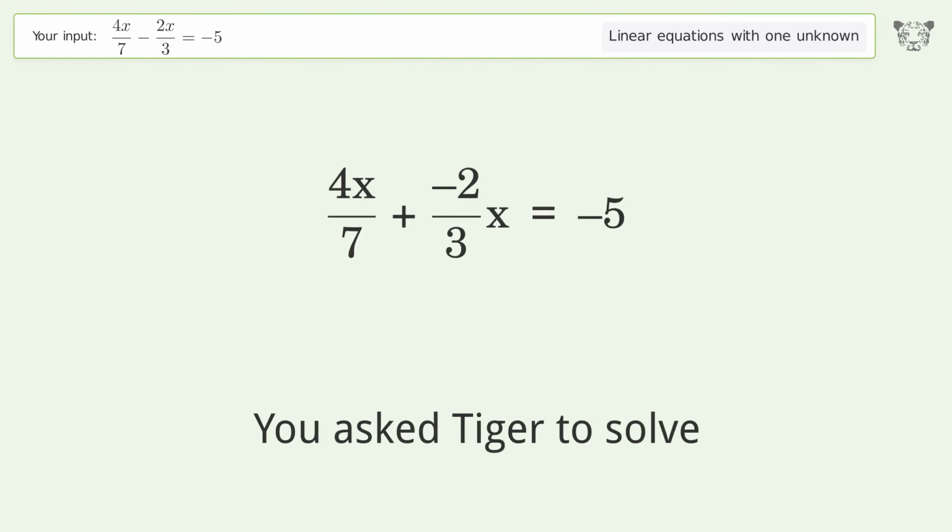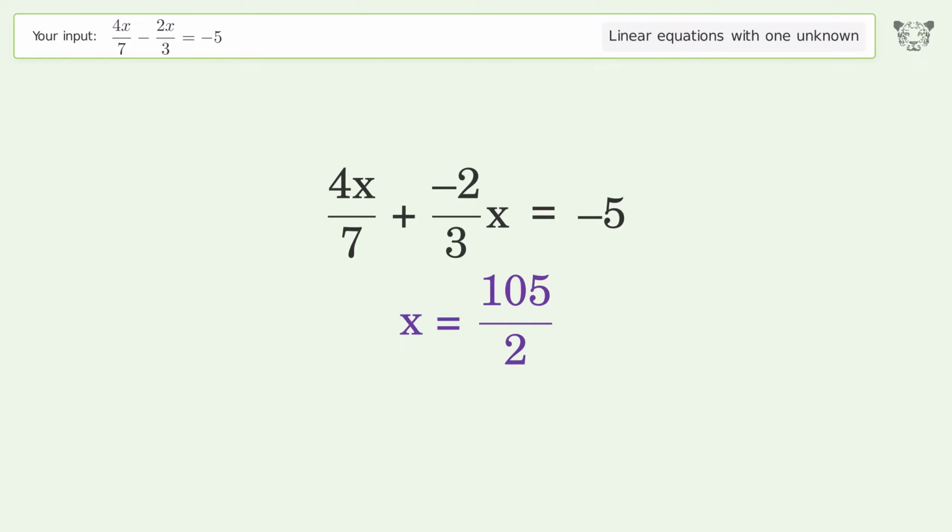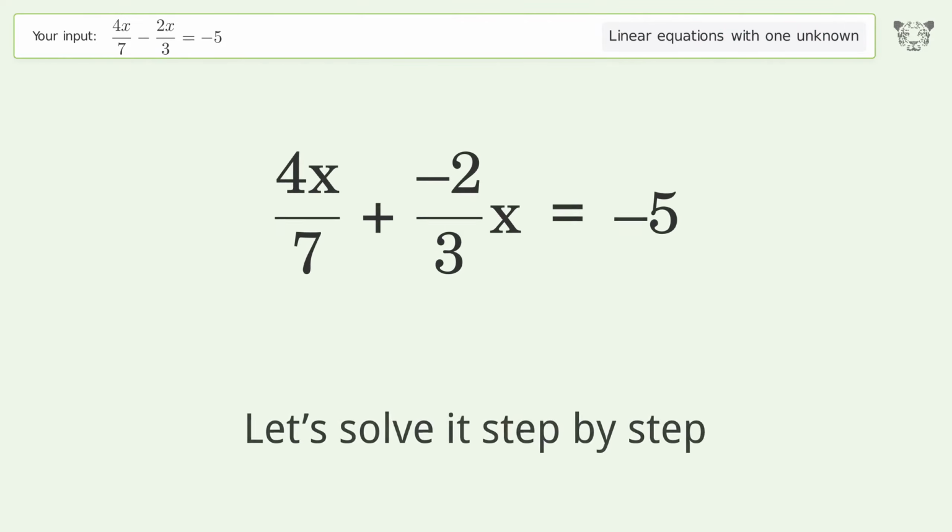You ask Tiger to solve this. It deals with linear equations with one unknown. The final result is x equals 105/2. Let's solve it step by step.